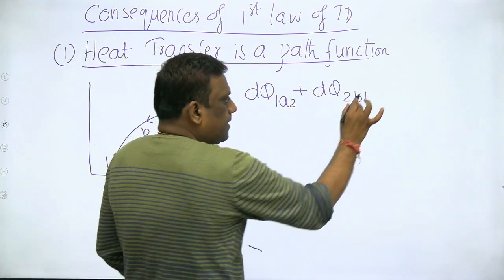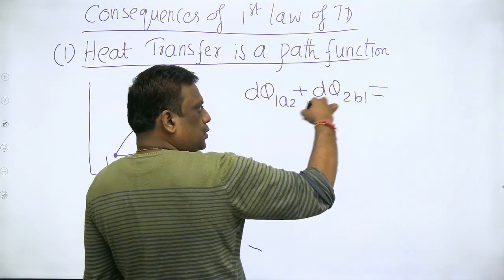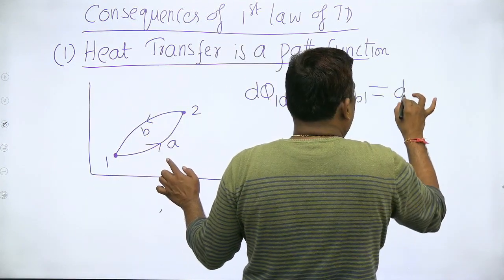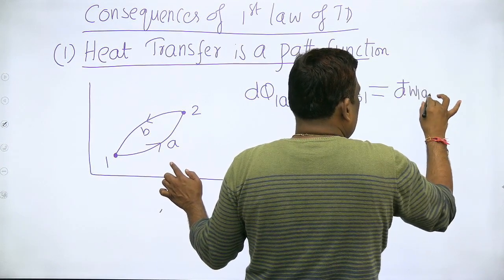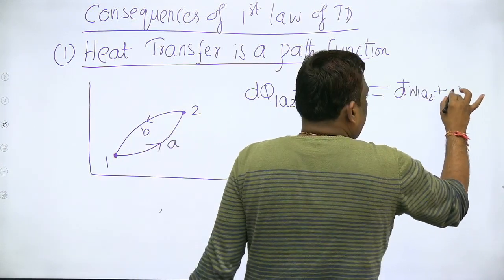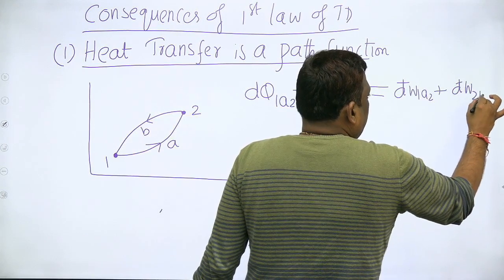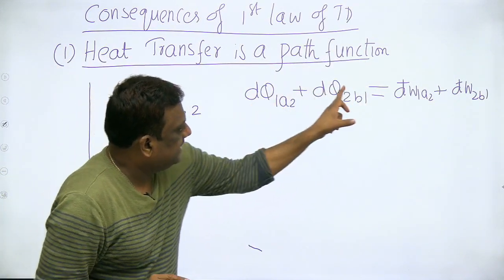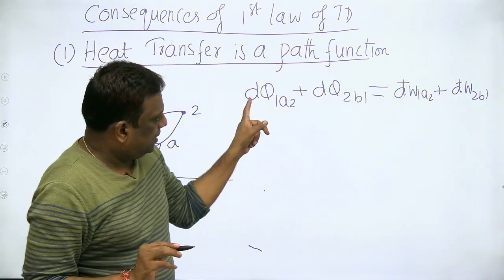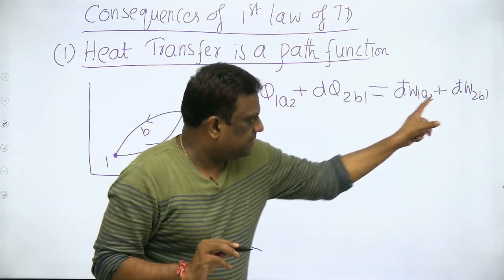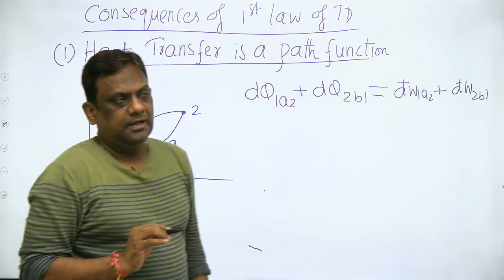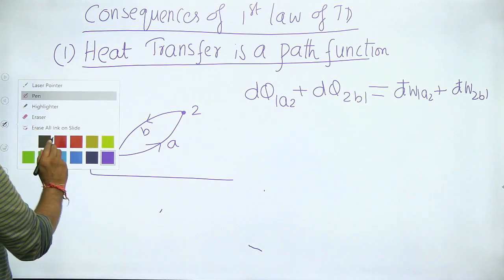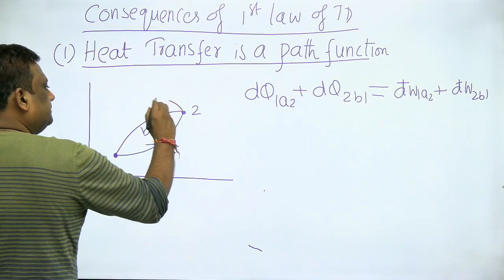This is sigma Q equal to sigma W. What is sigma W? Work transfer in 1A2 plus work transfer in 2B1. That is the meaning of sigma Q equal to sigma W. Absolutely, no problem at all. Now, let us take one more cycle.